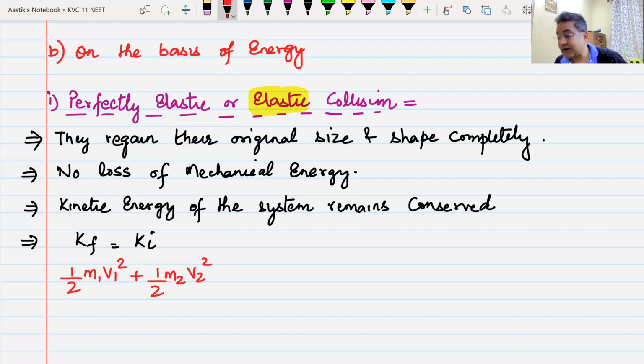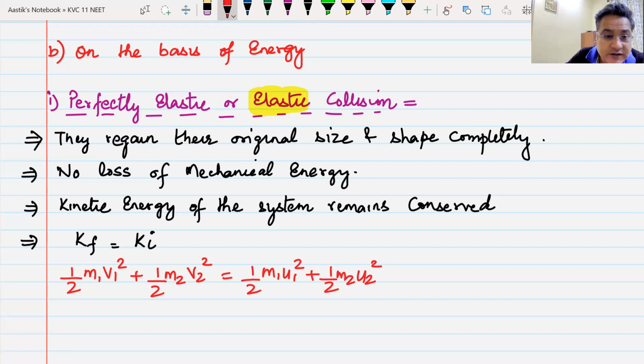V1 and V2 are the final velocities of the two bodies. That will be equal to half m1 u1 square plus half m2 u2 square. What is U1 and U2? U1 and U2 are the initial velocities of the two particles. So the kinetic energy remains conserved.